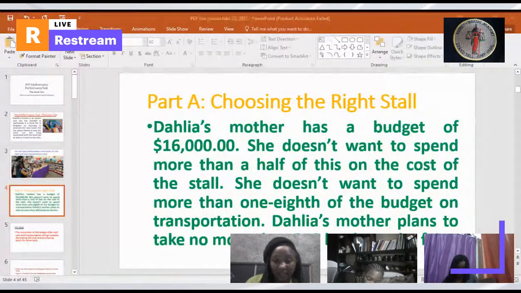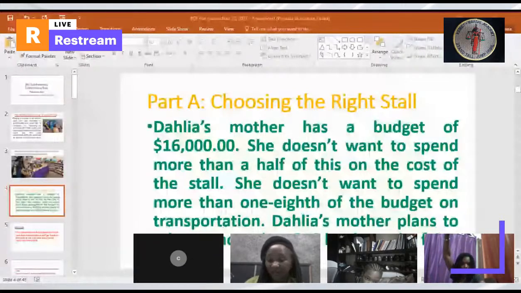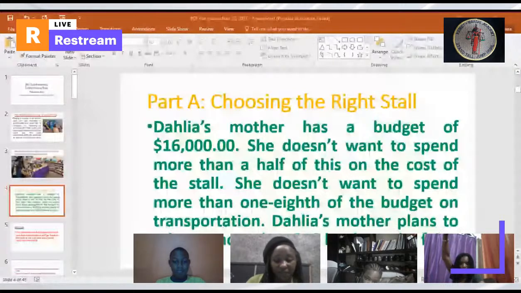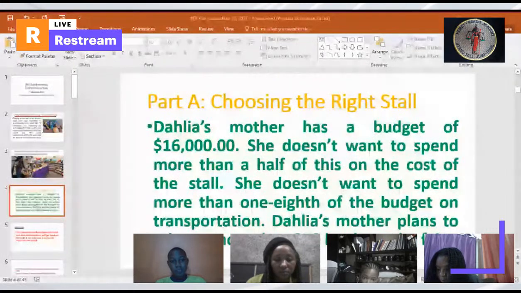So now we need to find out how much is a half of the budget and how much is 1/8 of the budget. Let's work that first. Madison? Miss, I already worked it out. All right, so tell us, how much is a half of the budget? Miss, a half of the budget is $8,000, and 1/8 of the budget is $2,000.